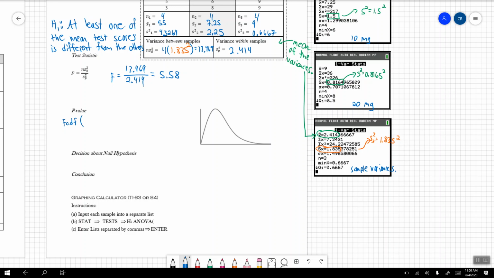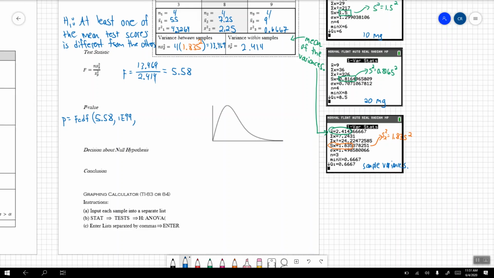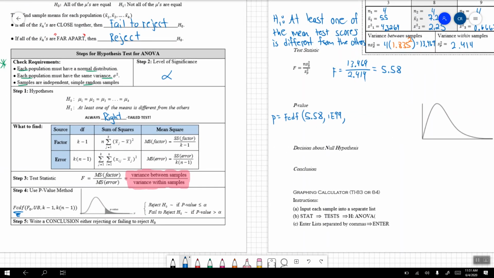This is going to be the p-value. So I need my test statistic, which is going to be 5.58, my upper bound. Remember, this is always a right tail test. For the right tail test, I'm just going to use some very large upper bound. There we go, 1E99.